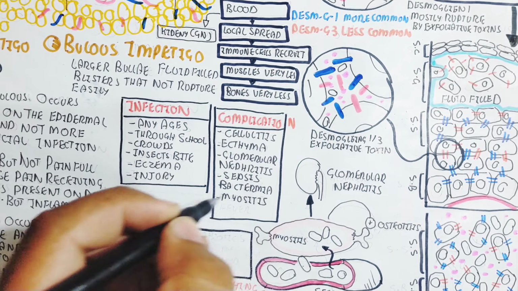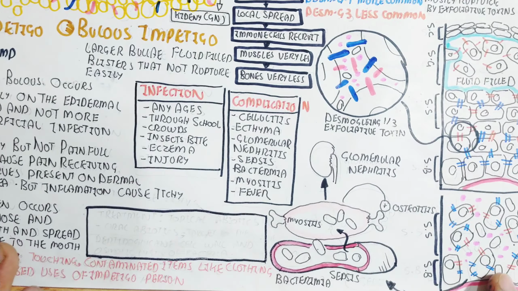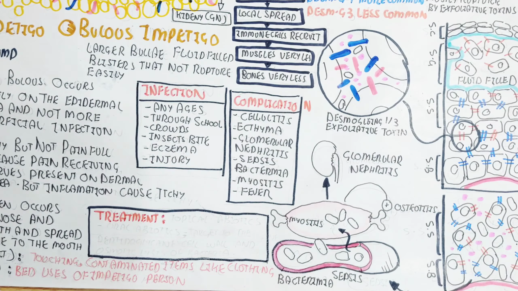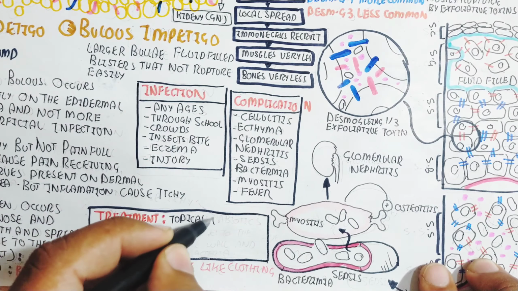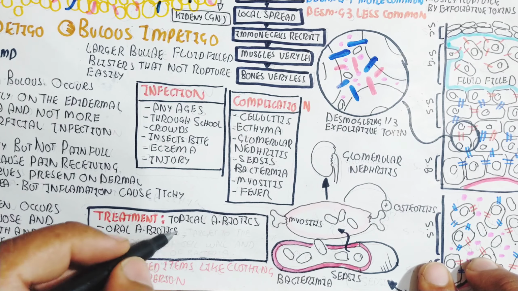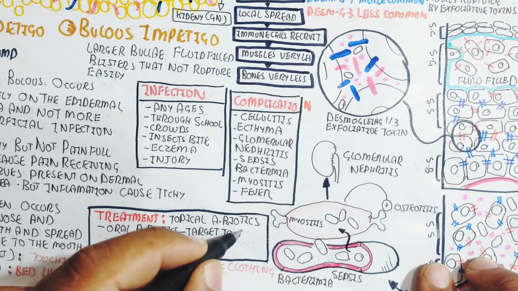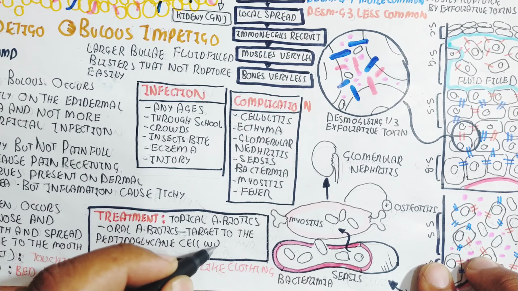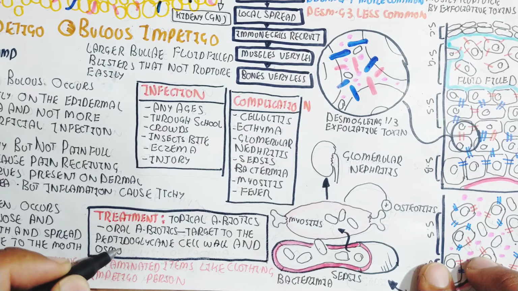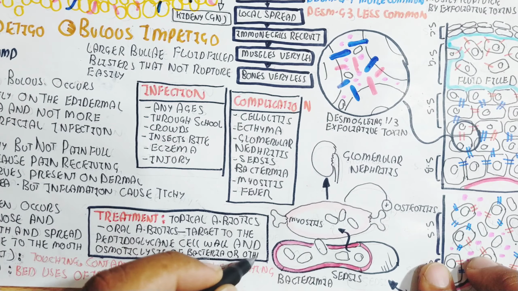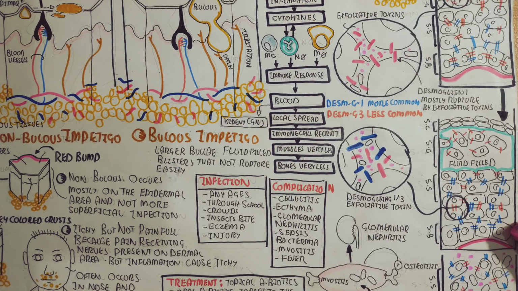Treatment can be topical antibiotics or oral antibiotics, which target the peptidoglycan cell wall and cause osmotic lysis of bacteria, or act by other mechanisms, for example, stopping the ribosome machinery by inhibition. In this way, antibiotics can inhibit impetigo, but remember, impetigo is a contagious infection due to Staphylococcus aureus and Streptococcus pyogenes. I hope you make sense of that.